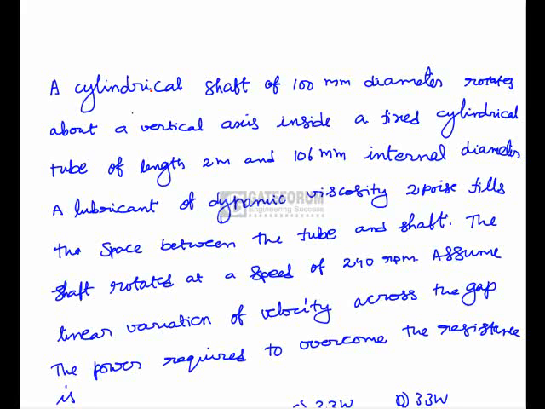A cylindrical shaft of 100 mm diameter rotates about a vertical axis inside a fixed cylindrical tube of length 2 meter and 106 mm internal diameter. A lubricant of dynamic viscosity 2 poise fills the space between the tube and shaft. The shaft rotates at a speed of 240 rpm. Assume linear variation of velocity across the gap. The power required to overcome the resistance is.